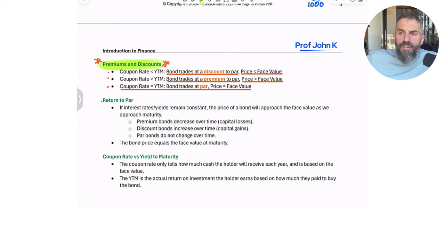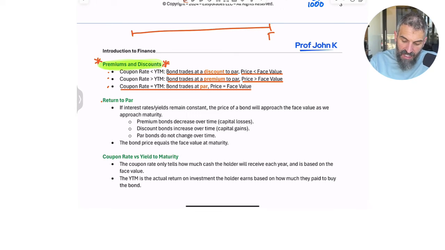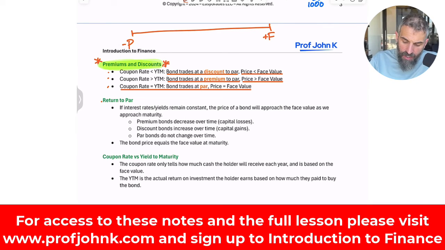So now you're starting to see that the price of the bond and the face value are not the same thing. The face value, if you were to put them on a timeline, is at the end, and the price is at the beginning. The investor will pay the price, so think of the price as an outflow, and they're going to get the face value at the end. And we saw here that the price could be less, the price could be more, or the price could be equal.